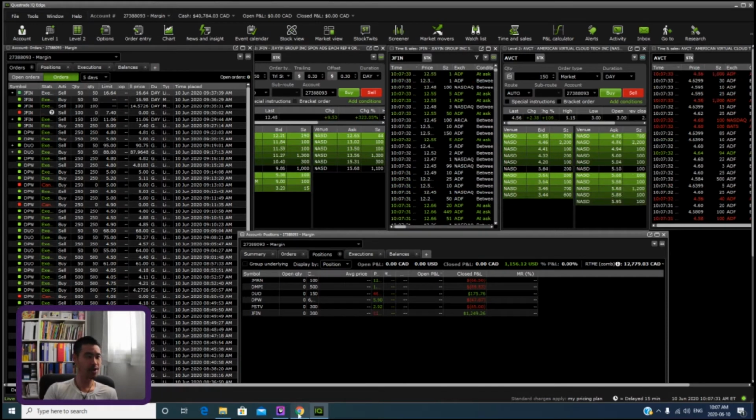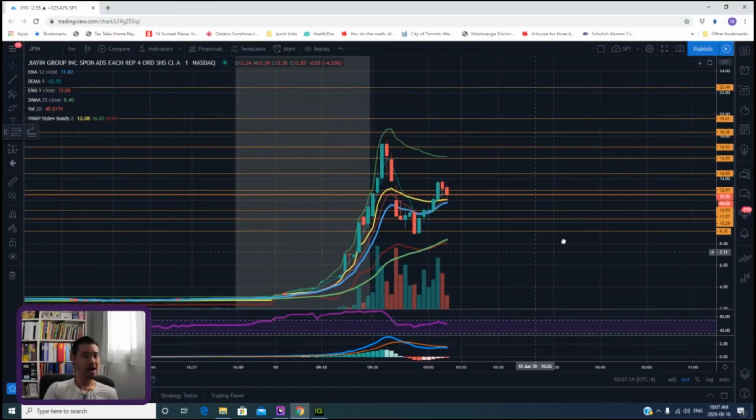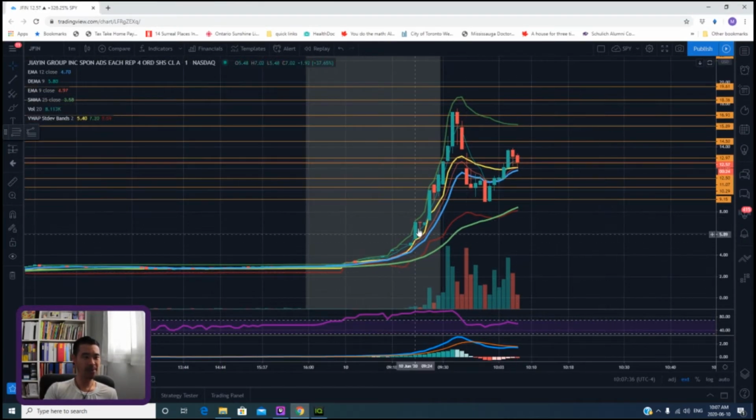Let me take you through this trade here. So this is JFIN. We saw it this morning popping up here. Around 9:27, it started getting tons of volume in, and at 9:27 is actually when I also bought in the stock, right? So I bought in at $7.40 in anticipation of it breaking this yellow line, which is the VWAP here.